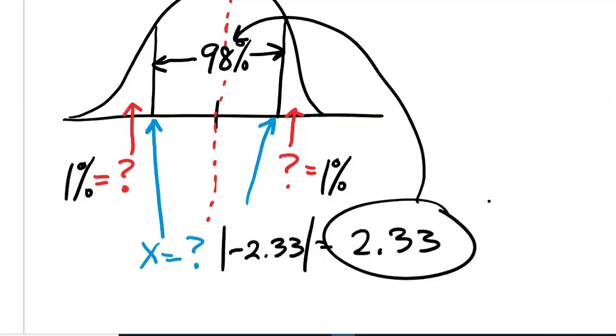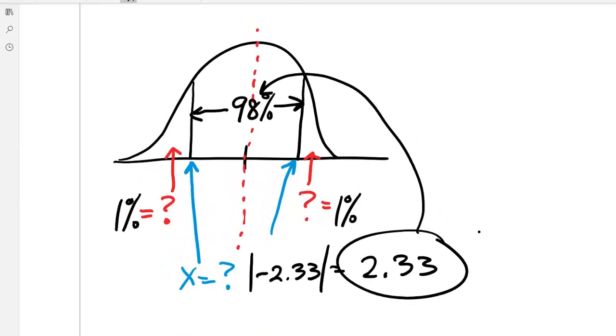In other words, if I was at 95%, I would go 2 standard deviations out. But because I want to be a little more confident, I have to widen out my interval. And this is the number, the magic number, that makes it so that you can capture 98% of the data.